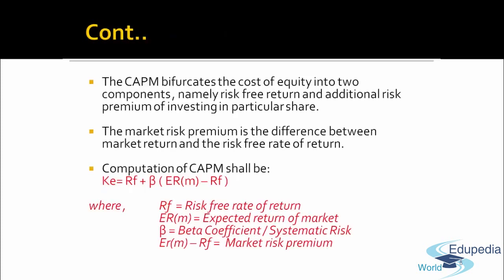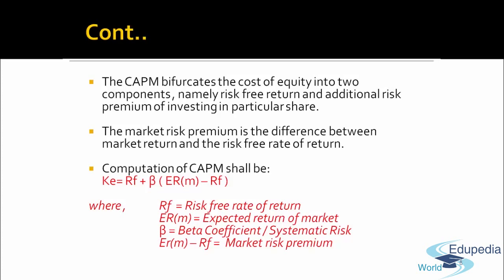In the CAPM model, the expectation of the equity shareholder is computed by adding the risk-free return and the riskiness multiplied by the risk premium. So the expected market return less the risk-free return is multiplied with the beta. This is the additional expectation for taking risk. The market risk premium is the difference between the market rate and the risk-free rate of return. The computation of CAPM is Ke = Rf + beta × (Rm − Rf), where Rf is the risk-free return and (Rm − Rf) is called the market risk premium.